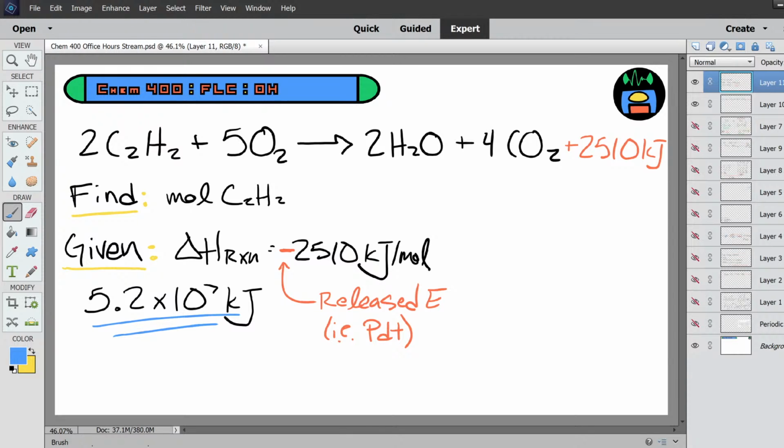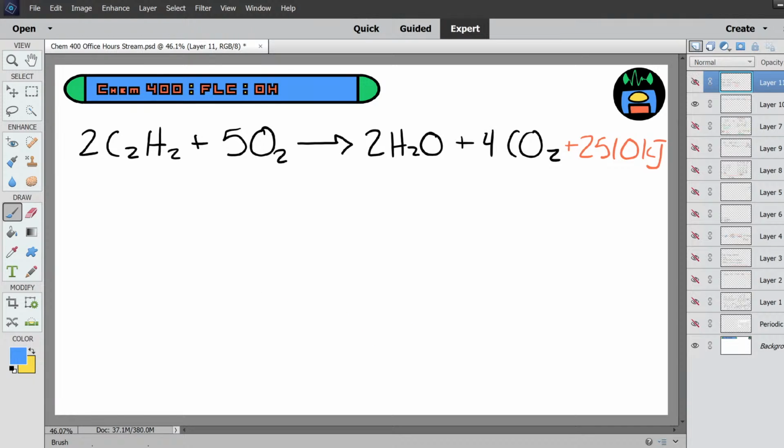All right. Now, when you look at what we're given here, we're given a quantity of energy. We're asked to find the amount of moles, the moles of C2H2.